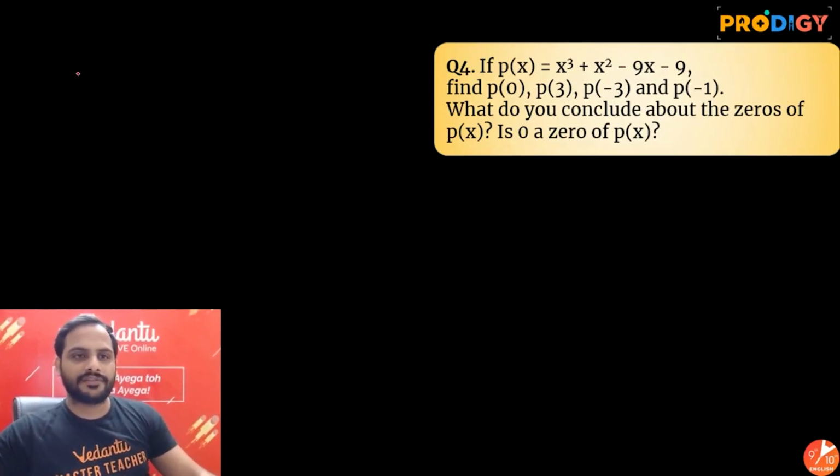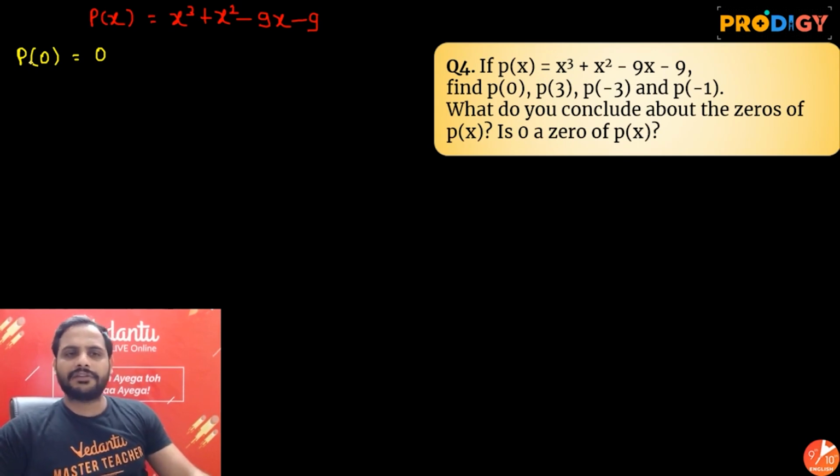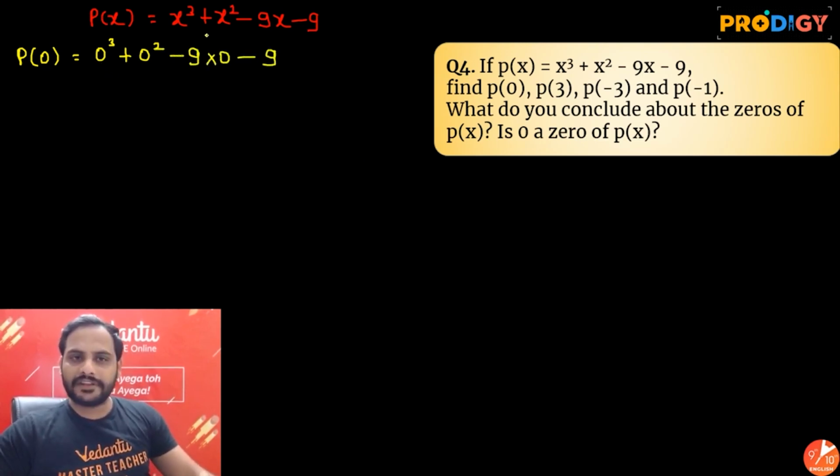So we know P of x is equal to x cube plus x square minus 9x minus 9. Let's put in the different values of x. First we have to find P of 0. Whenever you have to find the value of a polynomial, wherever the variable is present, write the given number in its place. So here the given number is 0. Wherever I see x in the polynomial, I will write 0. So I get 0 cube plus 0 square minus 9 into 0 minus 9. Everything is 0 except this minus 9.